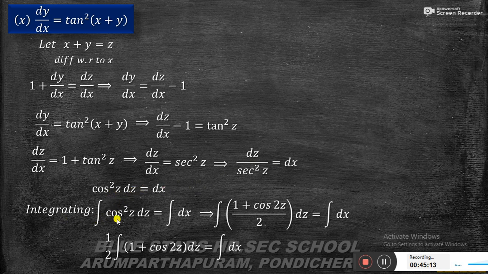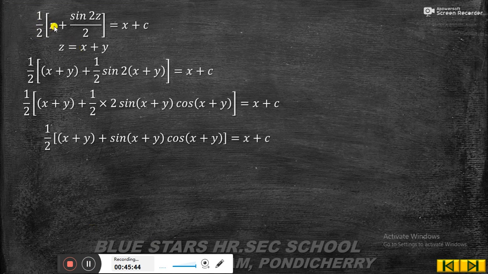So in the next step, integrating on both sides. So integral cos square z dz equal to integral dx. So integration of cos square z, that means cos square z I write as 1 plus cos 2z by 2 into dz equal to integral dx. So in the next step, this 1 by 2 is the constant, I write it outside. So 1 by 2 into 1 plus cos 2z into dz equal to integral dx. So therefore 1 by 2 into z plus sin 2z by 2 equal to x plus c. So here z means x plus y. I substitute z equal to x plus y.